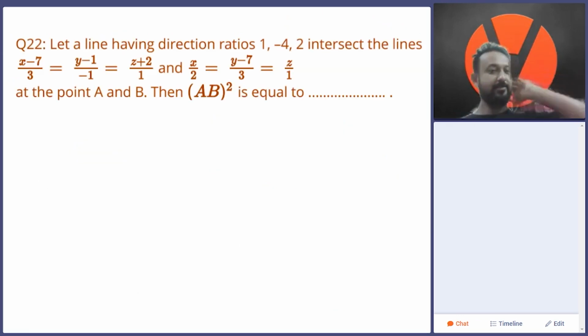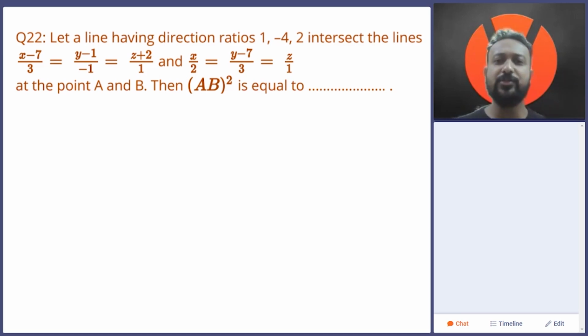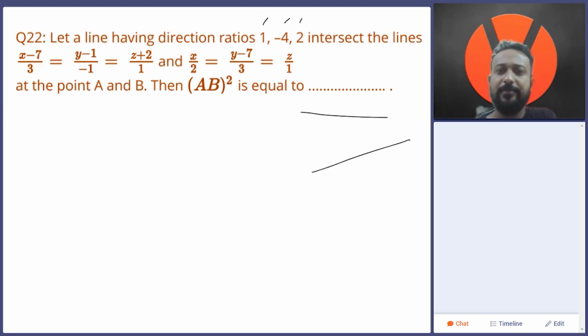Yes. Okay, great. What is the next question? Okay. The next question says, sir, let a line having direction ratios 1, minus 4 and 2 intersect. Sir, a line is there whose direction ratio is 1, minus 4 and 2. It is intersecting two lines. Okay. So guys, you can see very clearly. Sir, let's say I'm drawing two lines. And a line is here which is intersecting the two lines at these 2 points.